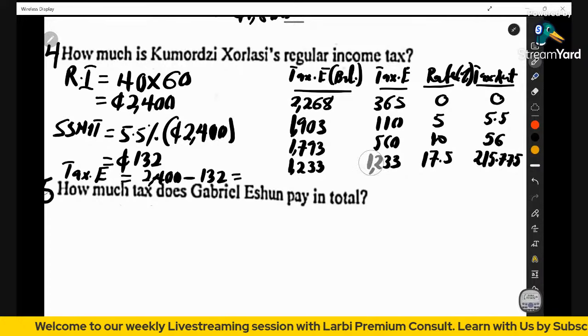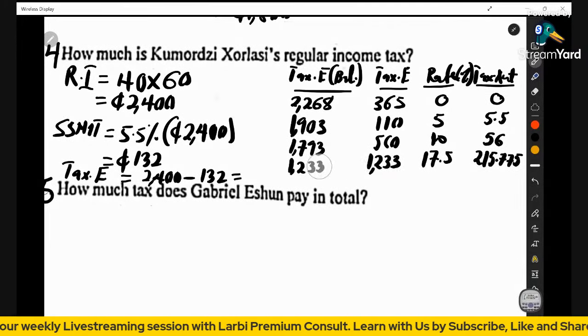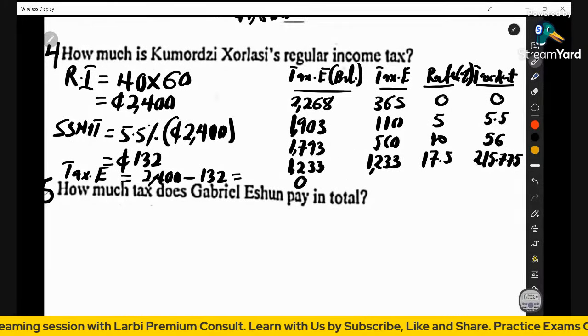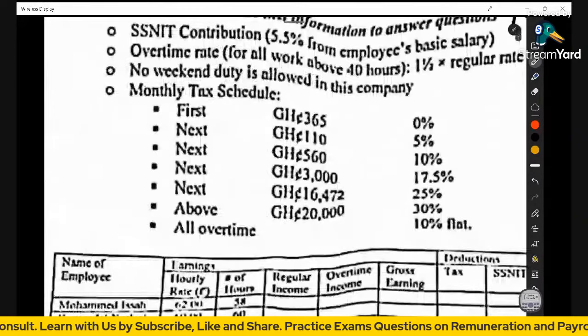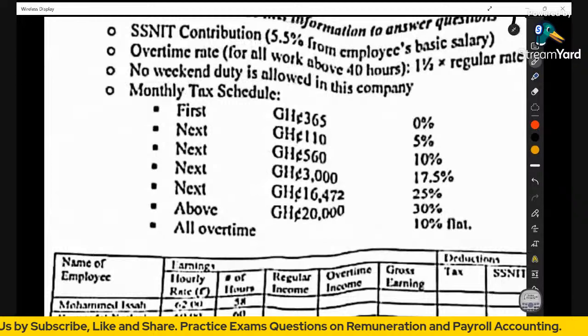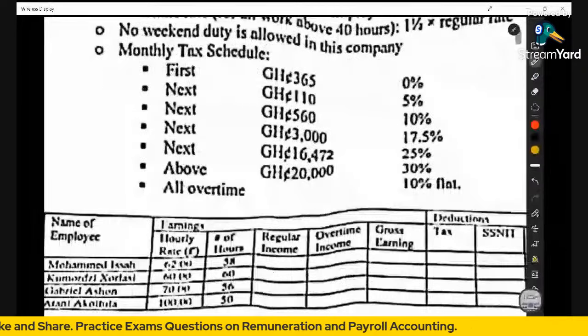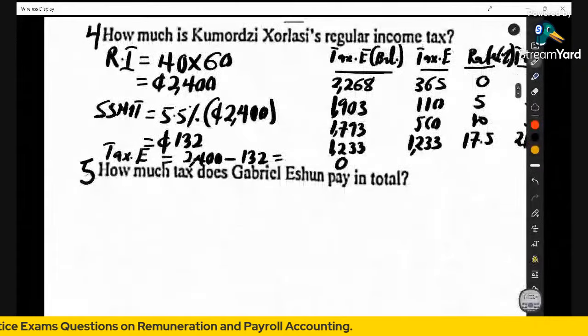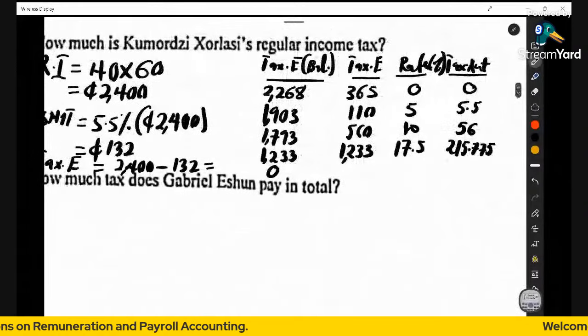So in this case, what are we left with? What will be our balance? When you subtract the taxable earning from this, you get a balance of 0. And 0 is less than the next balance, so we can't compute anything from 0. When you compute it, it's going to result in 0. So there's no need for you to take on the next task schedule. Once you are done, you sum up the totals.